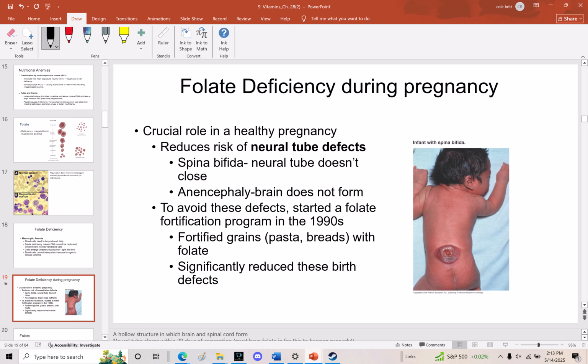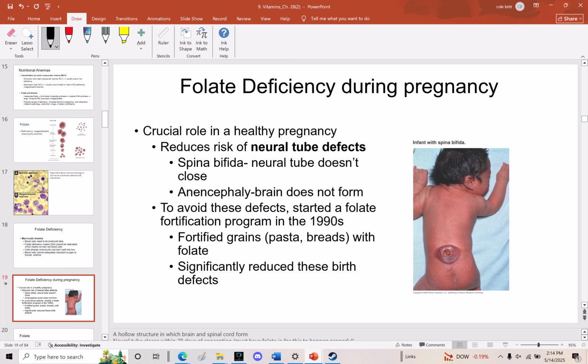And so to avoid these defects, folate fortification started in the 90s. So all your pastas and your breads, and this showed to significantly reduce birth defects related to folate deficiency. So it helps bring people back up to an appropriate level. Do you need to eat and take these folate supplements? Not necessarily. Hopefully, a nutritious diet will provide it. But they don't put a lot in these foods, so there's no concern for toxicity because there's really no known toxicity with folate.